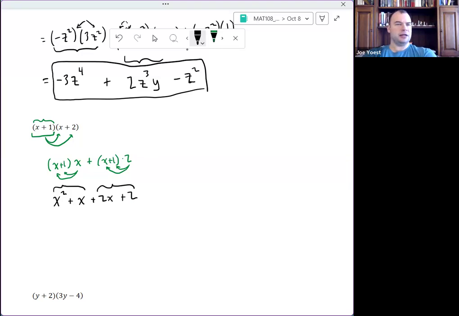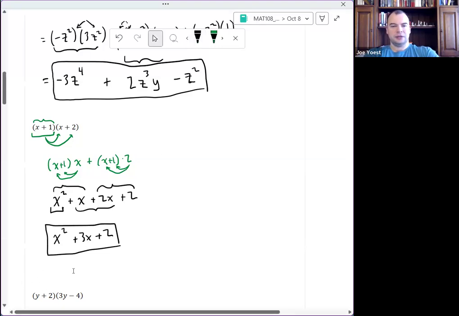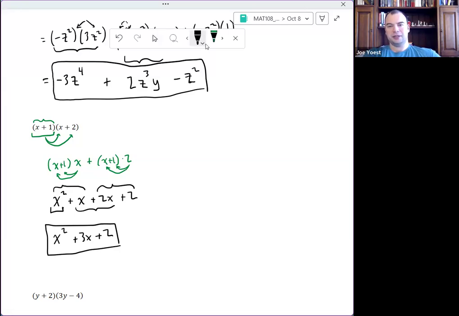And now I want to simplify, and what I mean in this context is I want to combine like terms. There's no other x squareds, so it just stays by itself. I do have two terms that are x to the first power, or just x. Plus 1x plus 2x is plus 3x, and plus 2. Now, something that we might have noticed is that if we do this, we end up with four terms.